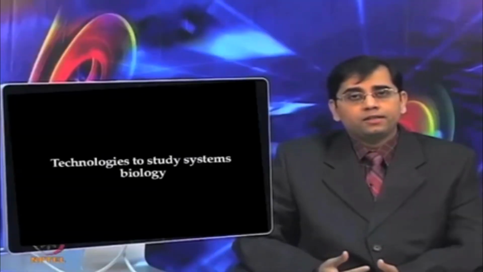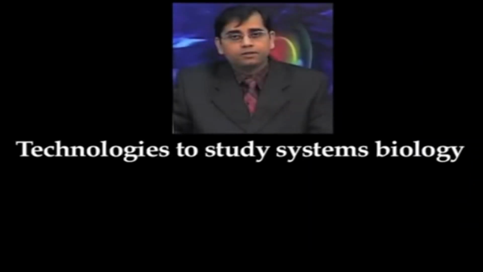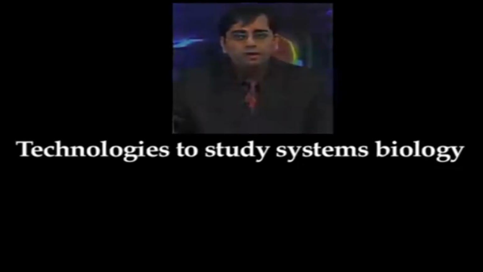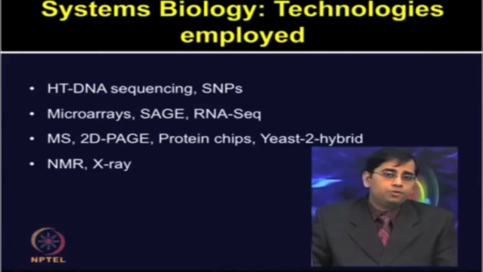So, the different technologies which have been employed to study systems biology. Obviously, you need high throughput data sets which could be derived from microarray platforms, RNA deep sequencing, different configurations of mass spectrometry, different types of structural proteomic tools and protein interaction data sets. Some of the technologies commonly employed in systems biology can be classified broadly under the following techniques.